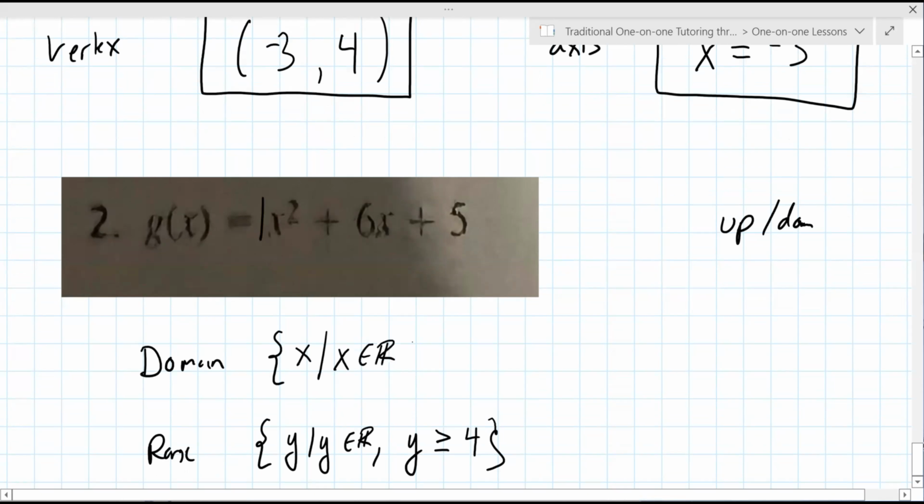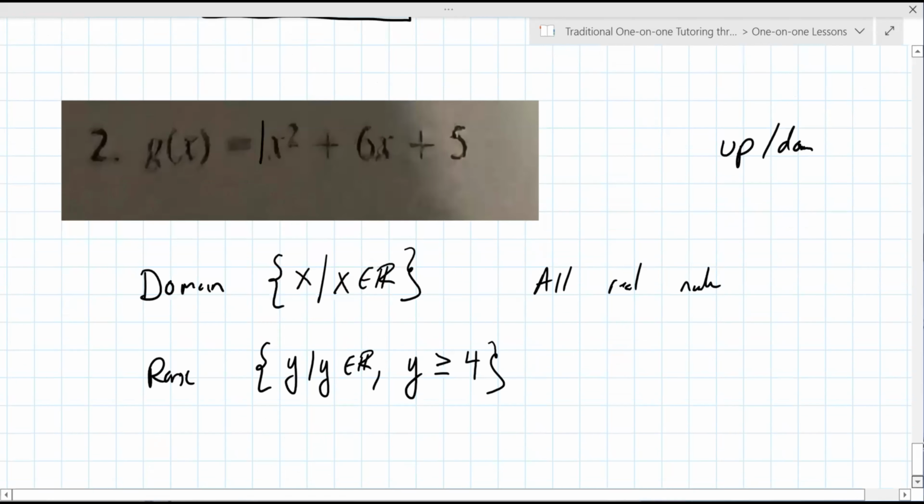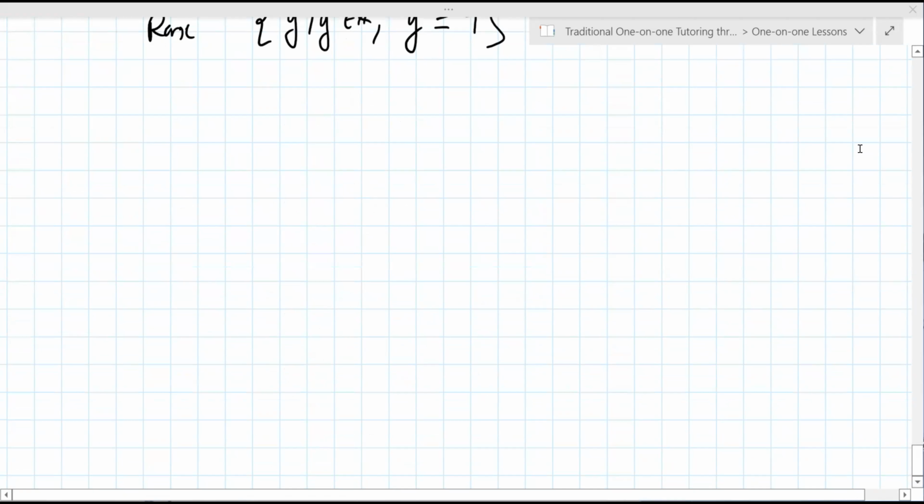Now the domain, you're really supposed to write in set builder notation: x such that x is an element of the real numbers. This means all real numbers. And if you don't understand it, like I didn't understand it either, you probably won't understand it until you take a class in set theory, if you ever do. But you just have to know how to write it. Okay, so that takes care of that problem.